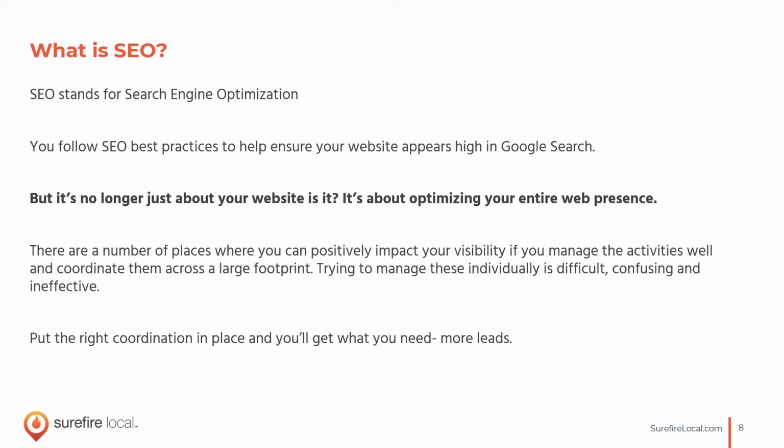Now it's become much more about best practices and about doing the right thing across your website, and then beyond that, about optimizing your entire web presence, right? We think about things beyond the website. There are a number of things where you can make things happen for yourself that aren't website, and managing those activities and coordinating them across the largest footprint that you can create is really what SEO is, and really what's going to make it work for you, and how you're going to get the most ROI against all of those activities. So, we think about putting coordination in place, right?